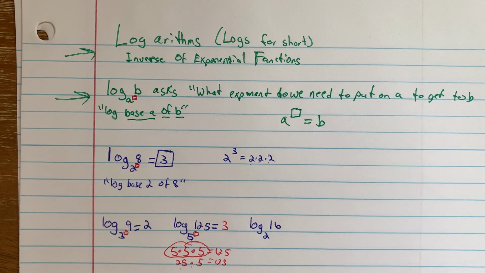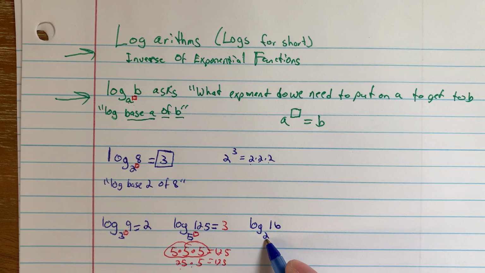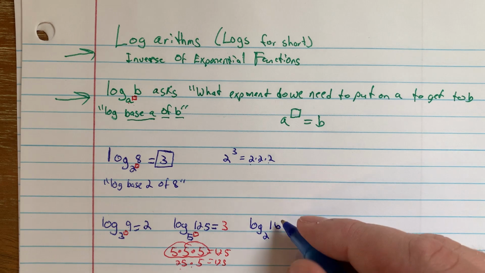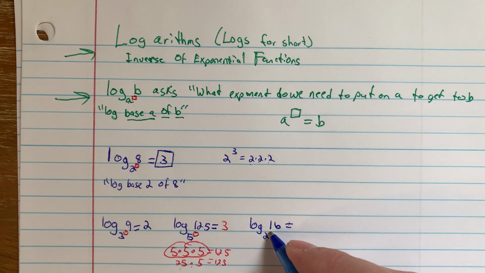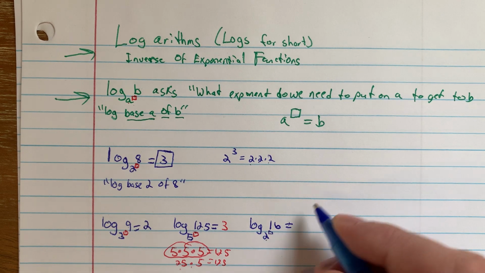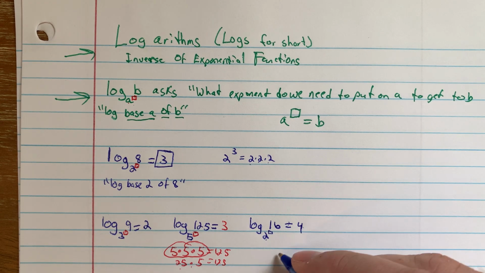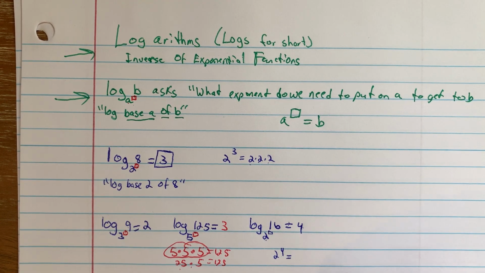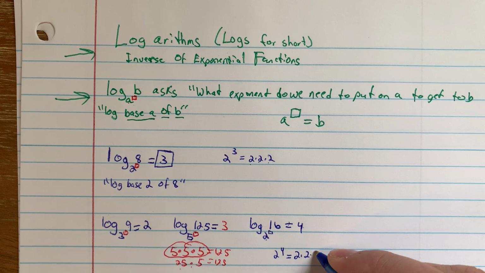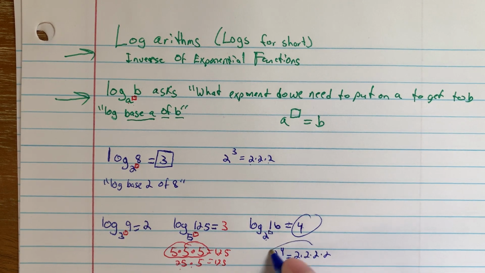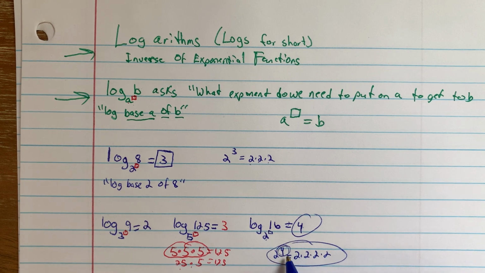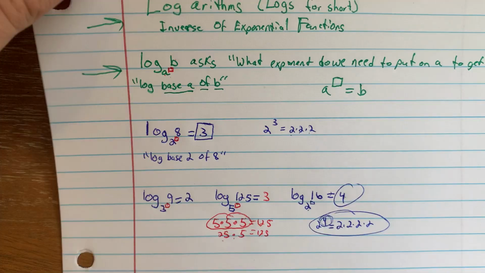How do we read this? This is log base 2 of 16. Notice the 16 is the same height as the log. It's not higher than it. The 2 is lower down, but the 16 is the same height. And it's saying 2 to what power gets you 16? And the answer is 4. 2 to the fourth power gets you 16. 2 to the fourth power is 2 times 2 times 2 times 2. So you don't need to write this down here if you can do it in your head. The answer is the exponent you needed to put on 2 to get to 16. So hopefully we feel good about that.